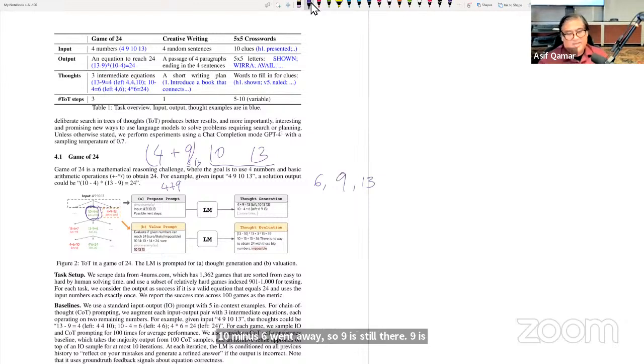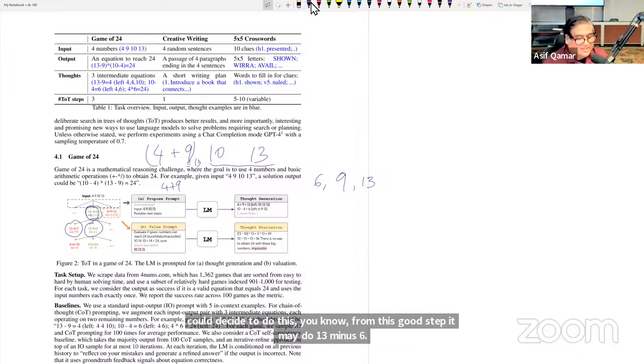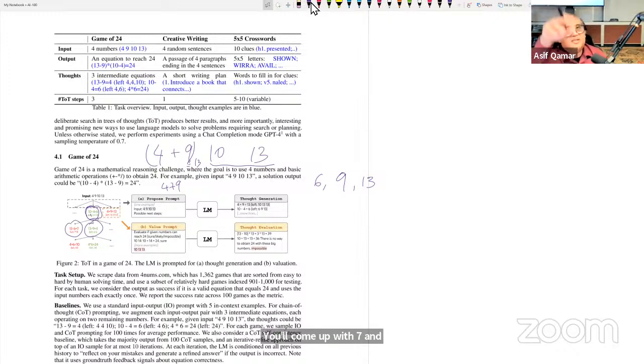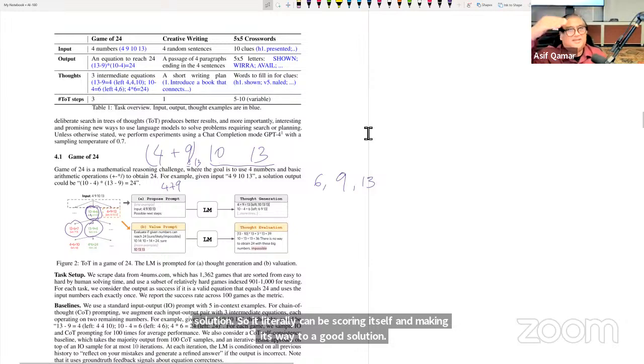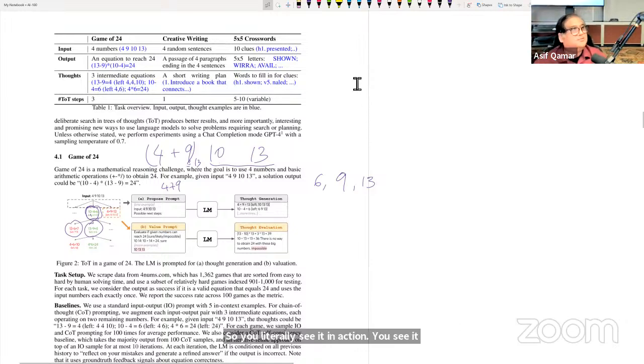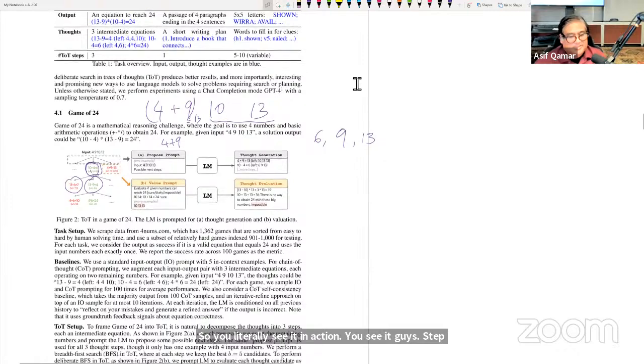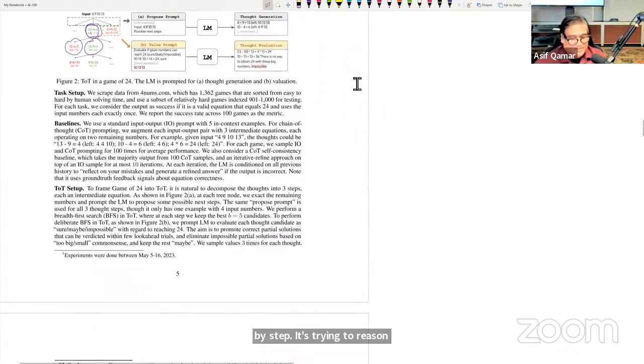So now I can say, okay, I have to get to 24. What can I do? It decides to do this. It could decide to do this. You know, from this good step, it may do 13 minus 6 to come up with 7, and that takes it to a bad solution. So it literally can be scoring itself and making its way to a good solution. So you literally see it in action, step by step. It's trying to reason through. The evaluator is reasoning through and scoring the solution.